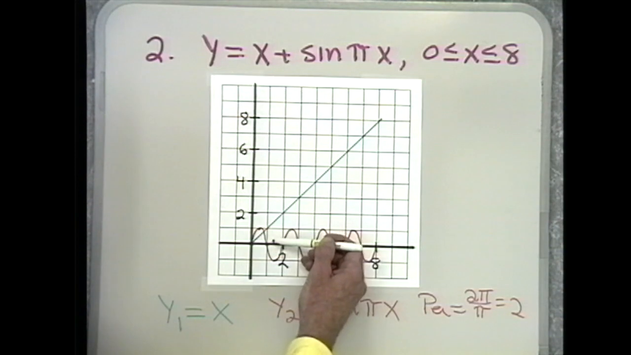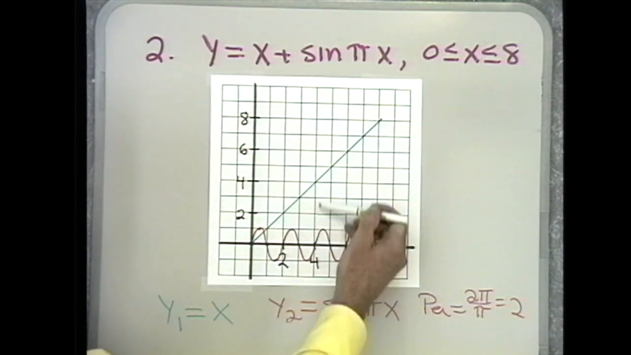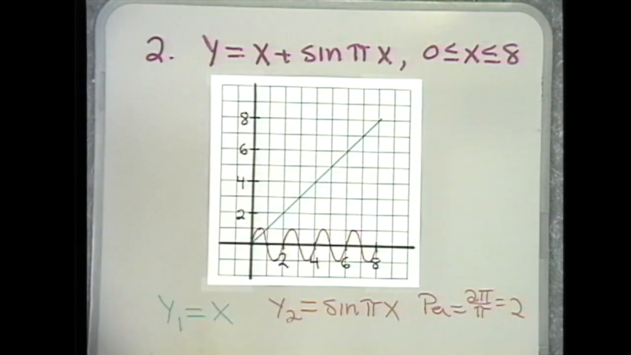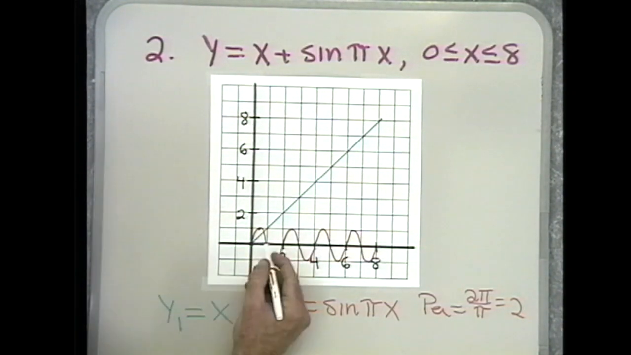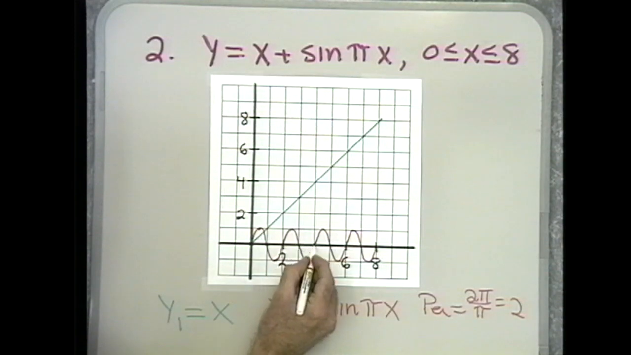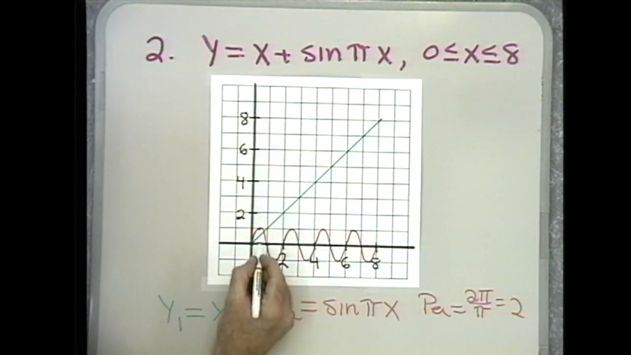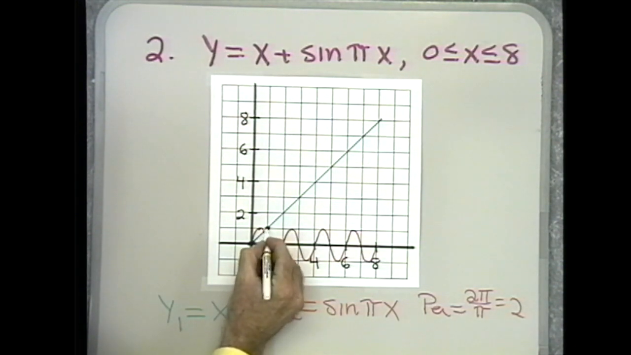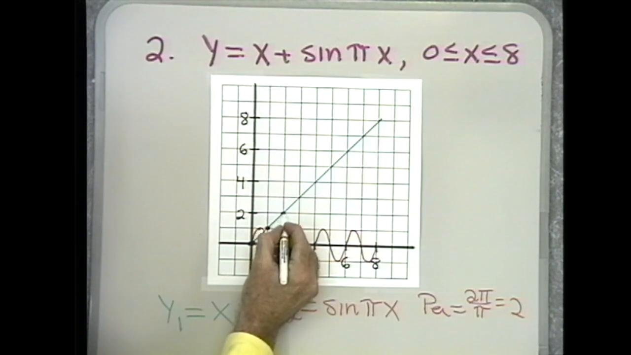And what I want to do is add y coordinates on these two graphs, and I'll have the graph of this combination of functions that I'm looking for. So let's start by looking at everywhere that the red graph is 0. When I add those y coordinates to the green graph, I'm going to be on the green graph. So here the red graph is 0, so I'm on the green graph. Here red is 0, so I'm on the green graph.